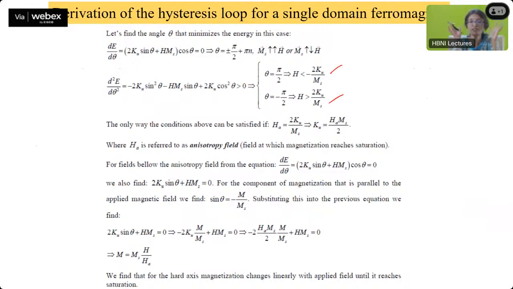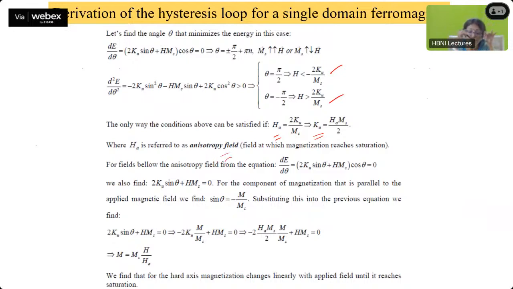So these are the two different theta values at which you will find the energy to be minimum. And the only way this condition can be satisfied is if your HA is 2 Ku by Ms, or your anisotropy constant K is HAMs by 2. So this HA is known as the anisotropy field, or the field at which the magnetization reaches saturation.